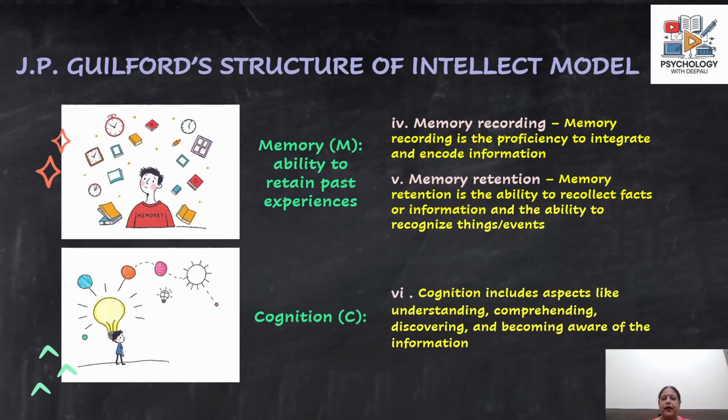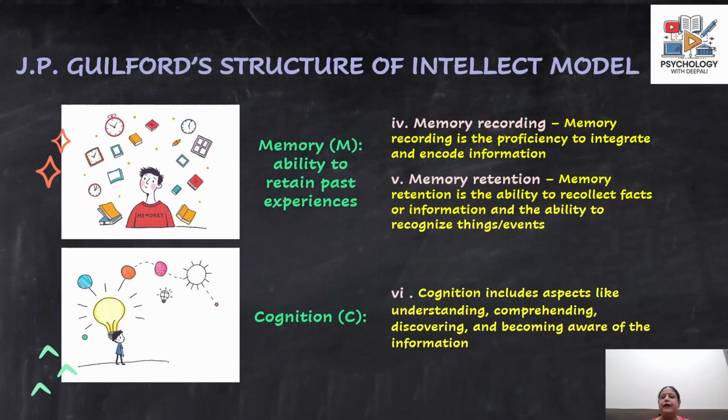is memory recording. Here we are talking about the proficiency in integrating and encoding the information. So whatever information we receive through our sensory modalities, how do we encode it or convert it into a manner so that it stays in our brain or in our recording capacity, and how do we then encode that information so that we can use it later. So that is the process of memory recording.